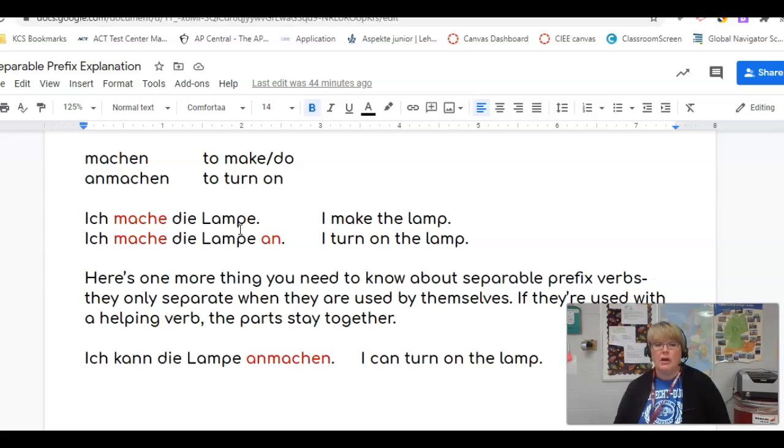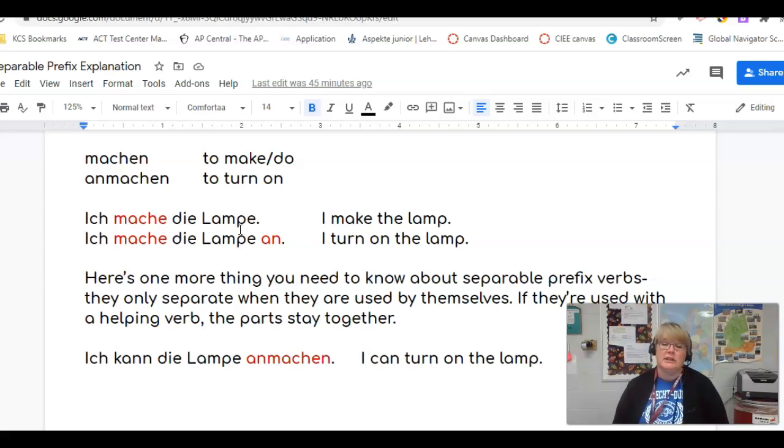Also to turn on, anmachen. I guess turn on actually is one of those phrasal verbs too. If I just said I turn the lamp, like rotate it, that'd be different. Turn it on, also flip the switch.